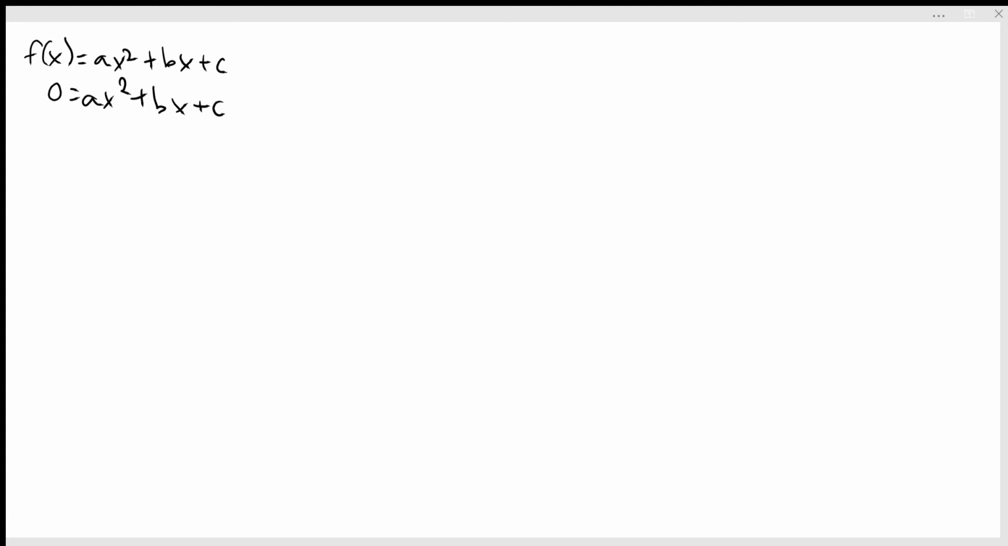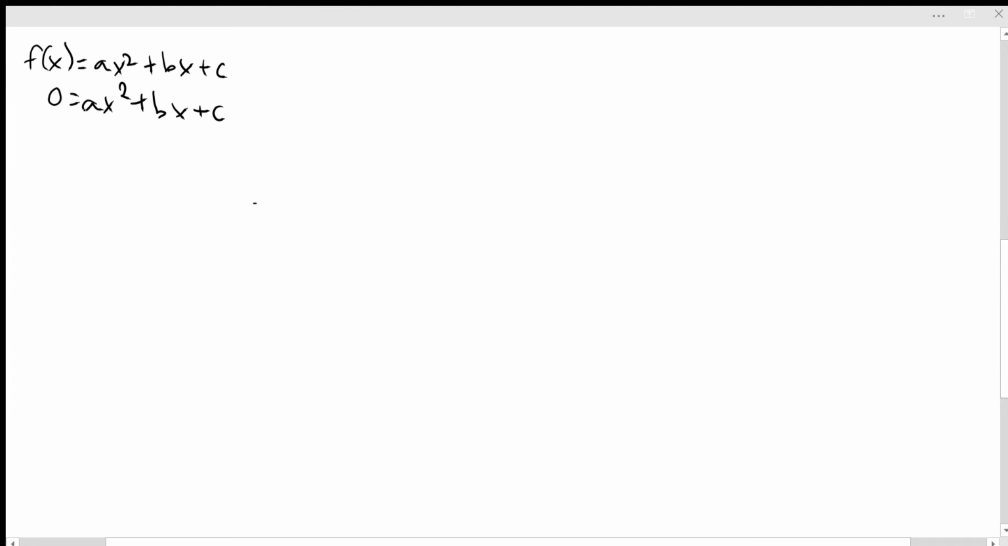So if we're completing the square, and if you're unclear on this, you can watch my video about going from standard form to vertex form. When we're completing the square, our first step is to factor out this a from the first two terms. So we'll have a times x squared plus b over a x plus c.